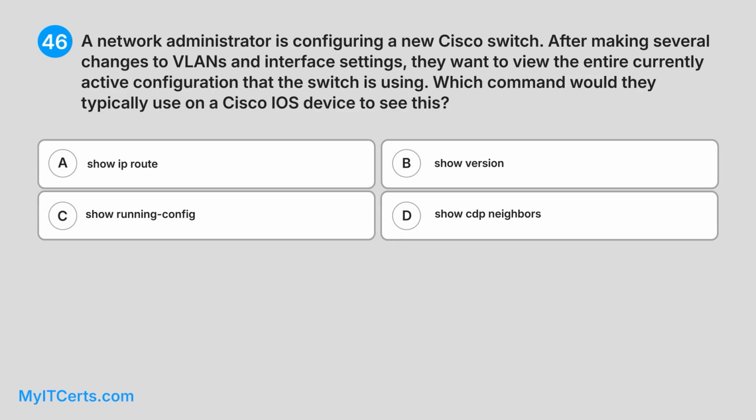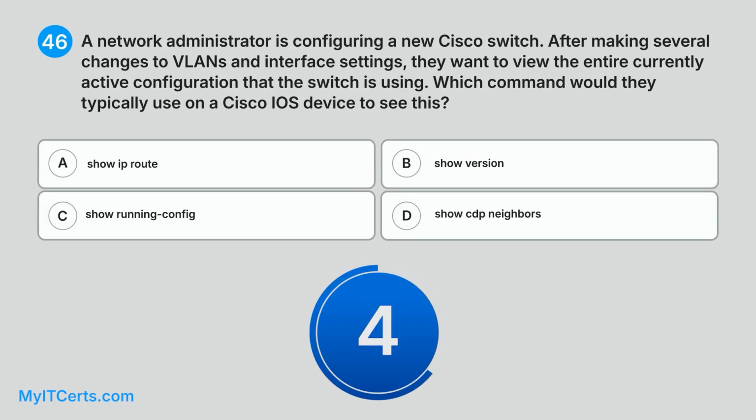A. show ip route. B. show version. C. show running-config. D. show cdp neighbors. Can you guess the answer?